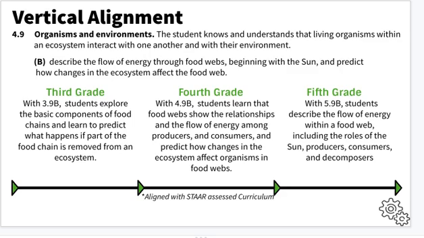This is newer content and some bigger ideas, and relies heavily on 4.9a, where we're talking about producers and consumers, so we're really reinforcing the vocabulary. In 5th grade, with standard 5.9b, students continue to describe the flow of energy within a food web, and they're looking at the specific roles of different components in that food web, including the sun, producers, consumers, and decomposers.